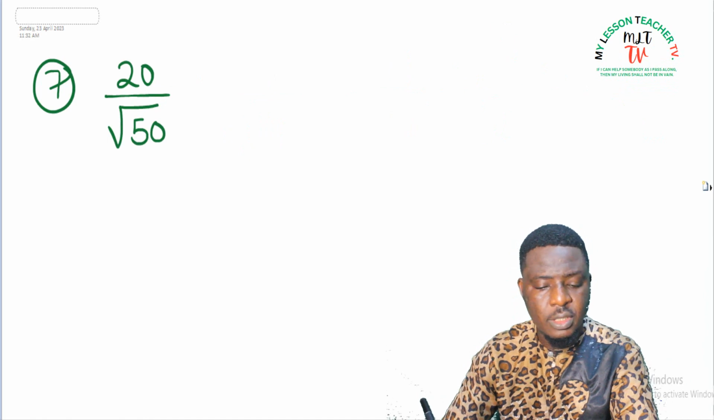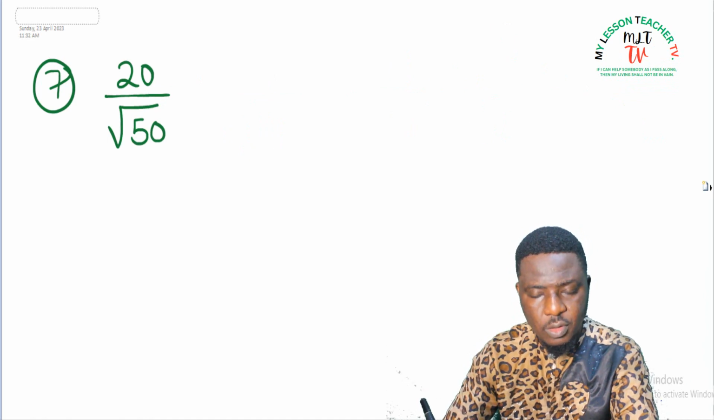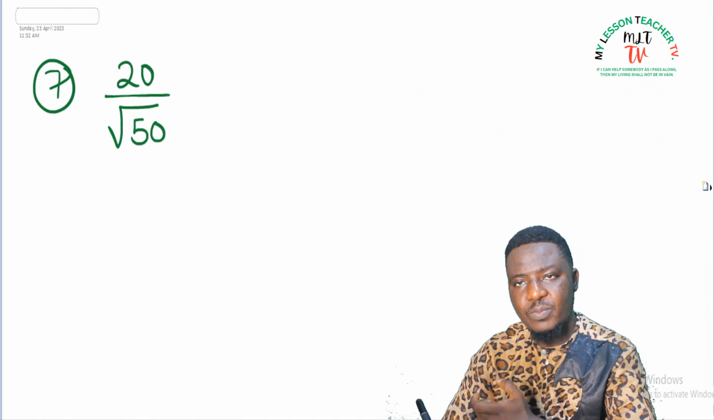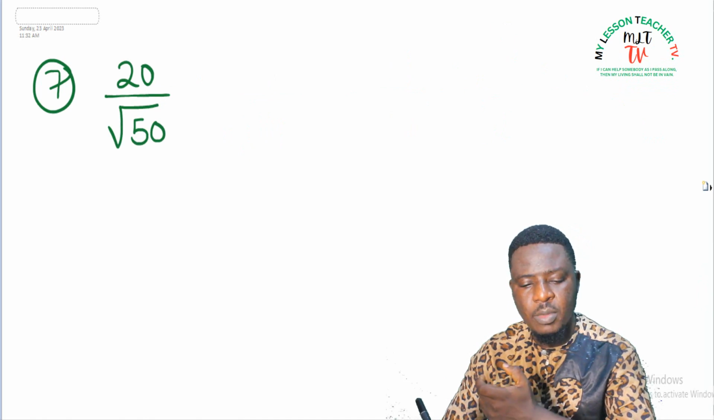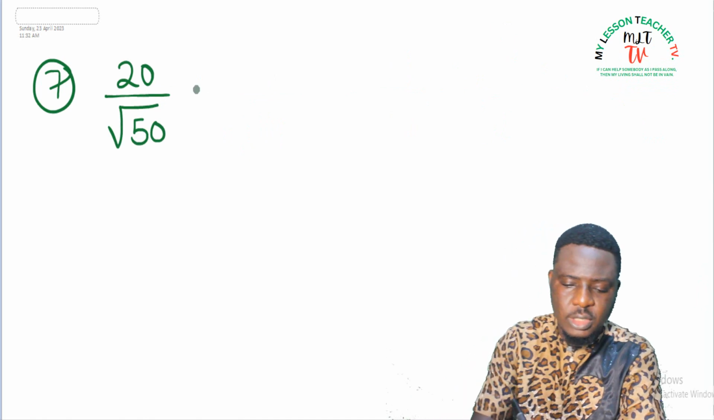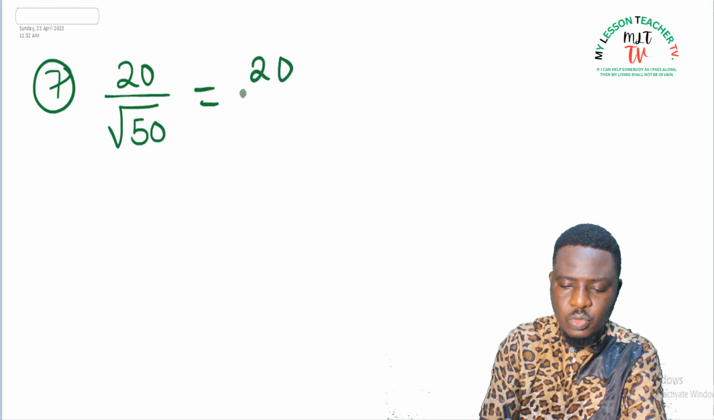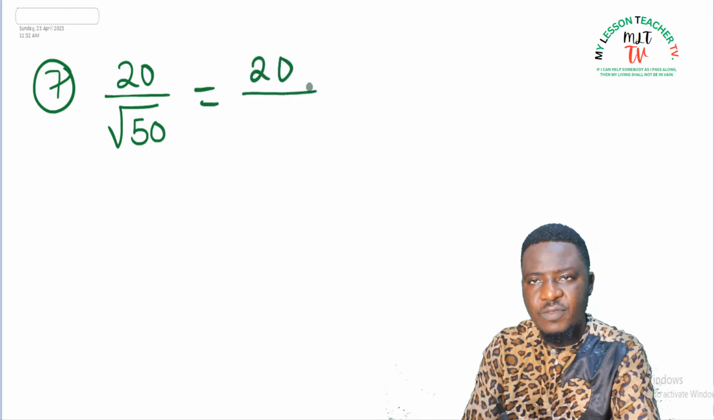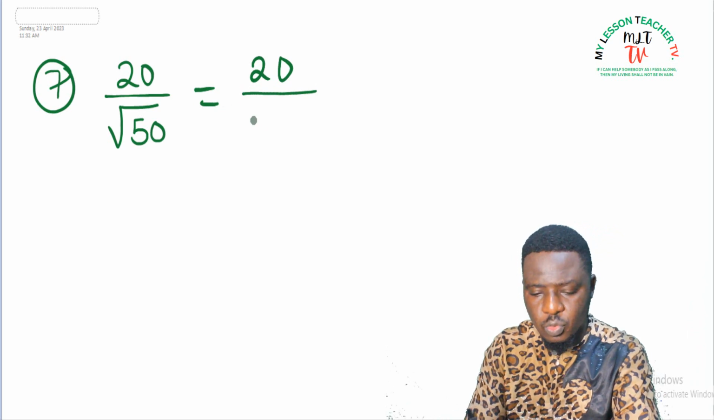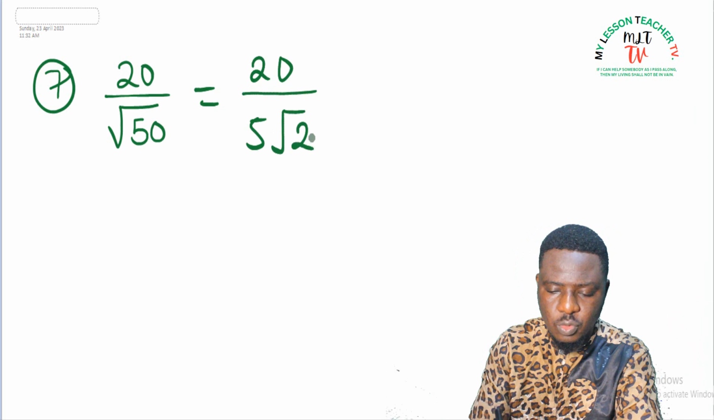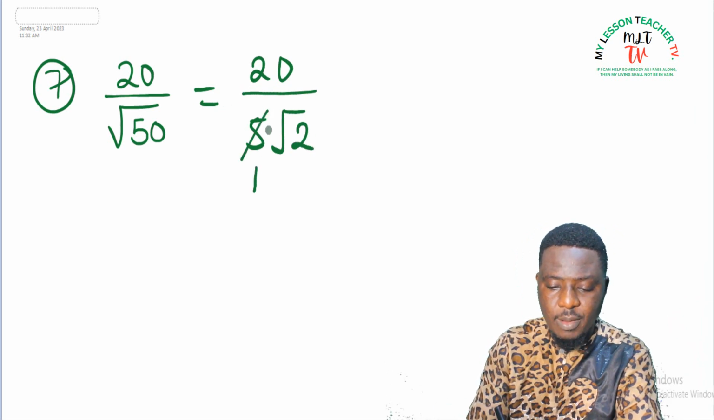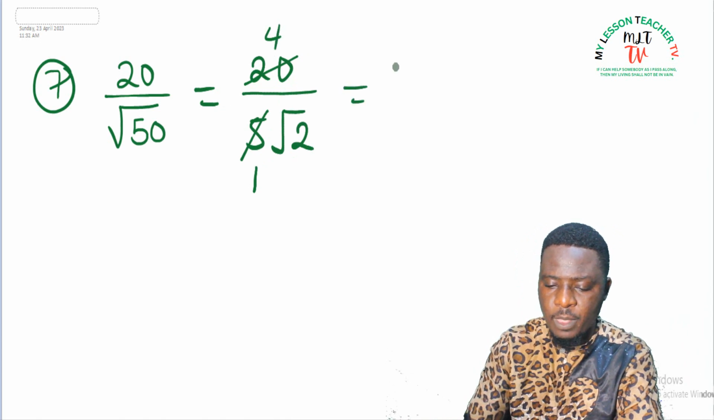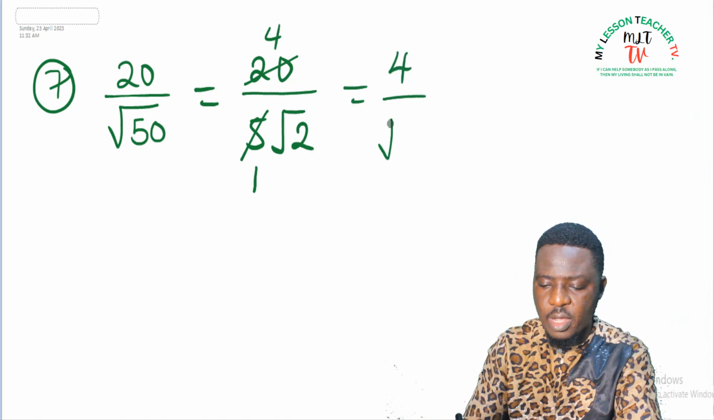Number 7, 20 divided by root 50. We will also express 50 in its basic short form before we rationalize. This is equal to 20 divided by root 50, which can be said to be 25 times 2. That's 5 root 2. So this becomes 5 root 2. And then we simplify. 5 into itself is 1. 5 into 20 is 4. This becomes 4 over root 2.